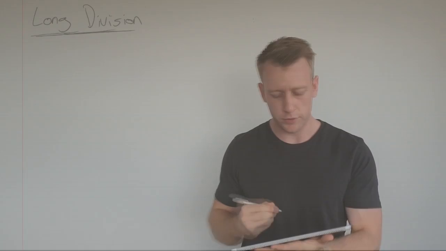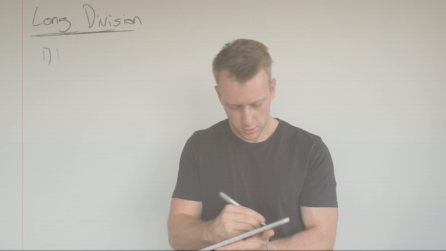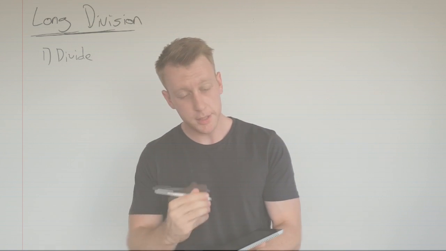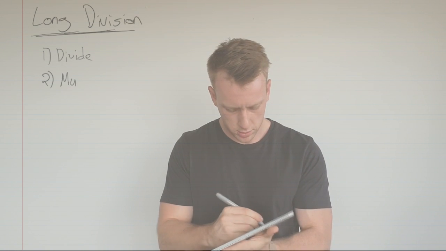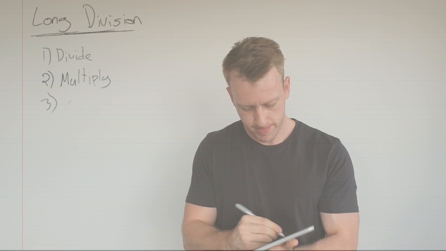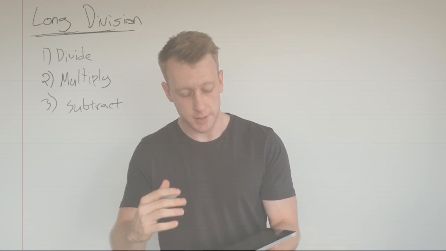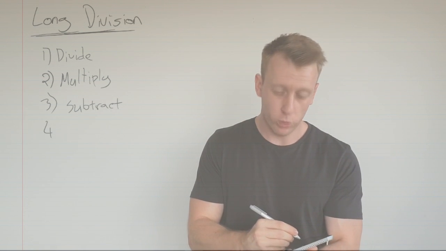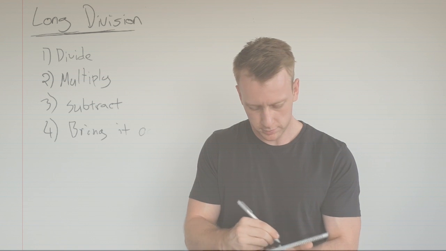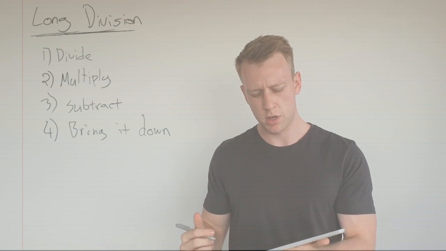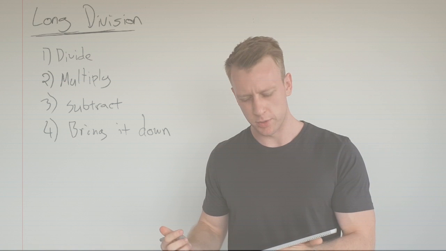You may have seen this before, but it has a 4 step flow chart for how to solve a long division problem. Step 1, divide. Step 2, multiply. The third step is to subtract. And the fourth step, let's apply this to an example.